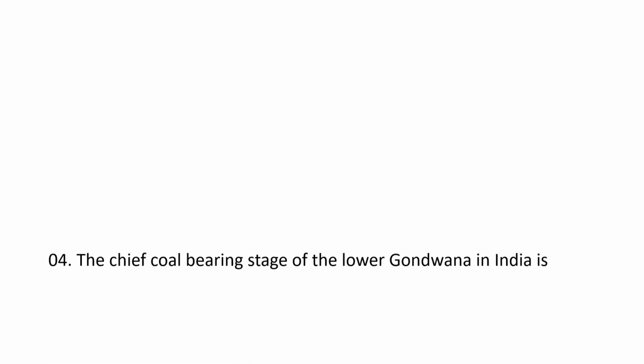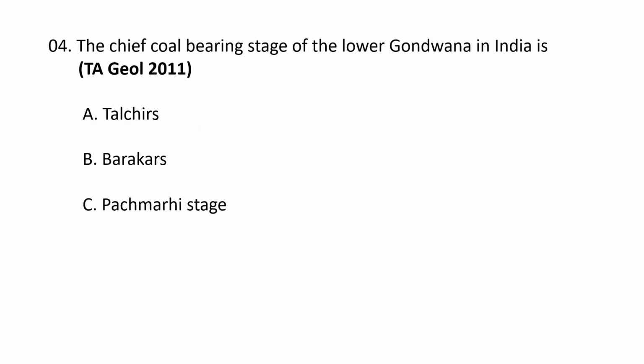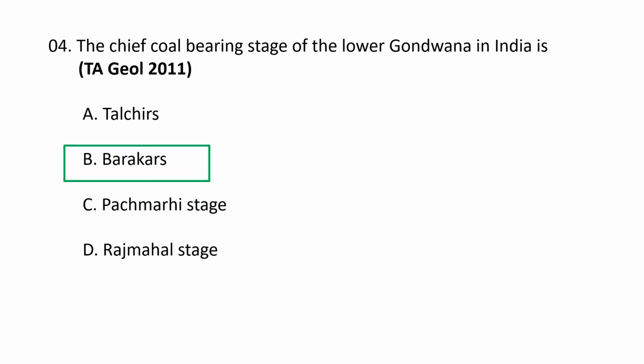Next question. The chief coal-bearing stage of the lower Gondwana in India is A. Talchers, B. Barakar, C. Pachmari, and D. Rajmahal stage. The chief coal-bearing stage of the lower Gondwana in India is Barakars. The Barakar formation is the main coal-bearing stage of the lower Gondwana in India, and it is the primary source of the coal in the country, containing more than 90% of the total coal reserves. So B. Barakars is the correct option.